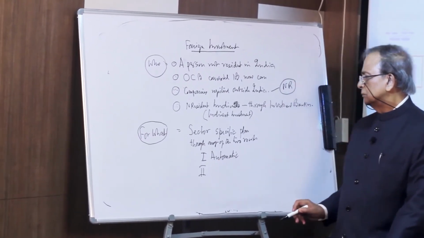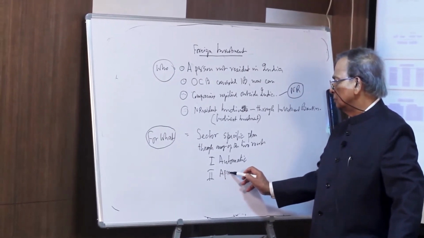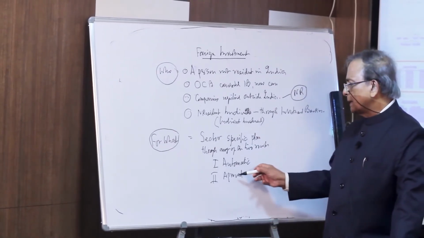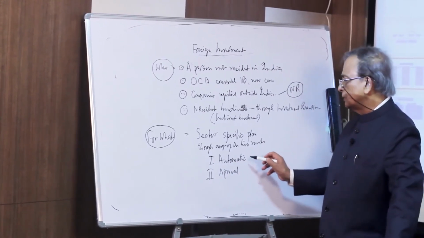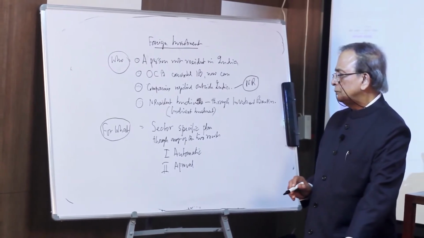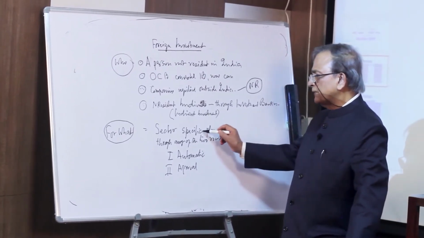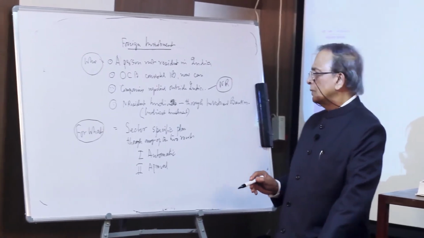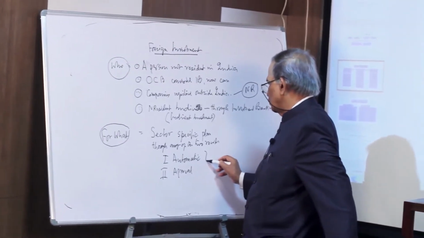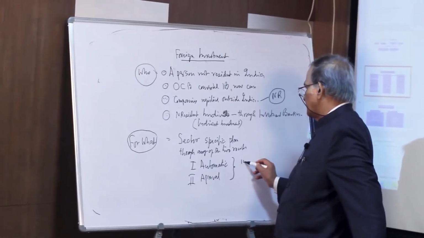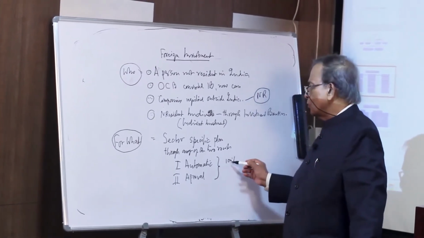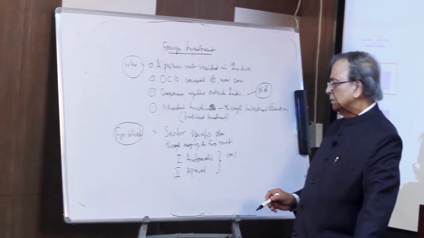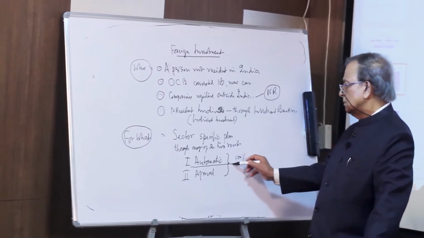Two, called the approval route. So before investment in India, you have to first take approval and then come to India. So there is an approval route and an automatic route. It is sector specific, either automatic route or approval route. Now it may be 100%: automatic 100%, or approval route 100%, or less than 100%.